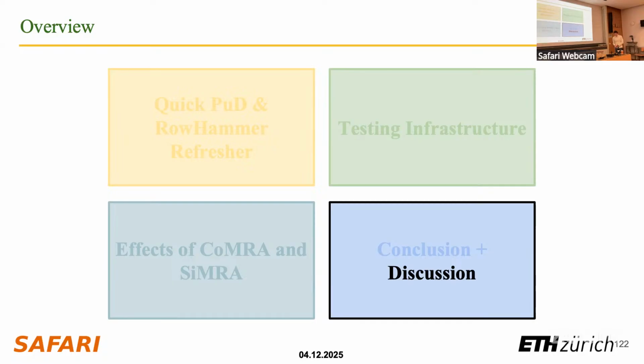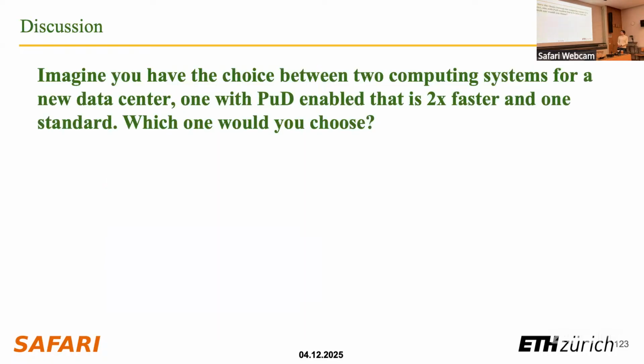Okay, let's continue to the discussion section. I'll keep it short. Imagine you are tasked with getting new hardware for a data center, and you look up online and you see there's one beautiful server that has processing using DRAM enabled. It's 2 times faster than a regular one.